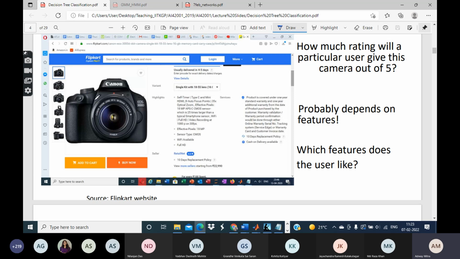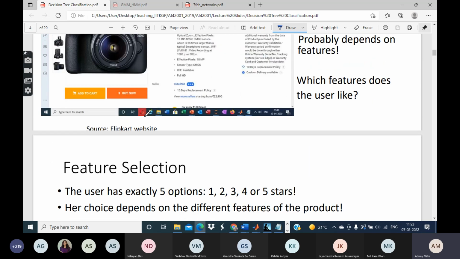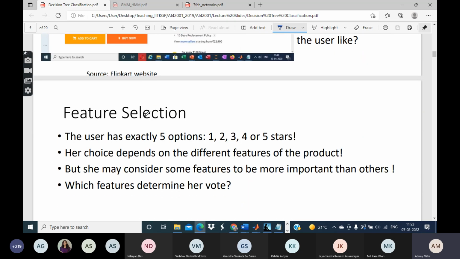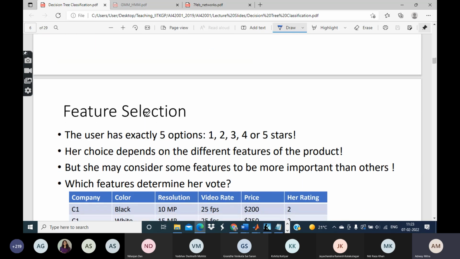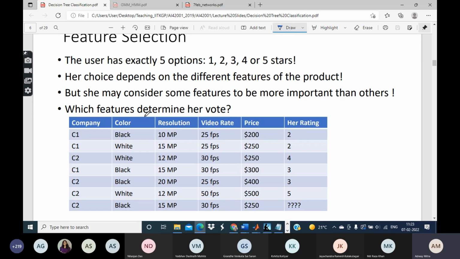So for that purpose, of course, I will need to know what are the aspects of the camera which the user likes, right? But that information, let us say I do not have. So what will I do? I will have to dig into the data. I will have to look into the data of what cameras the user has purchased so far and what ratings they have given so far. So from that, my task will be to elicit the information about which features may be useful for that user.